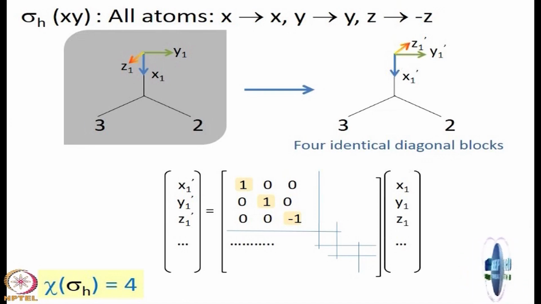None. Does that mean we have to work with 12 coordinates? No. Why not? Because all 4 will make identical contribution. Just work out any one. Okay. So, sigma H is very easy, isn't it?